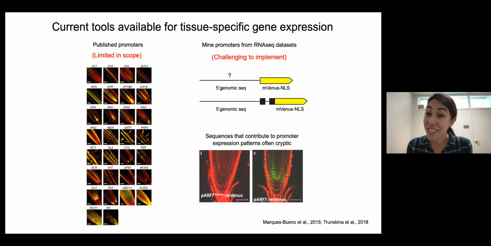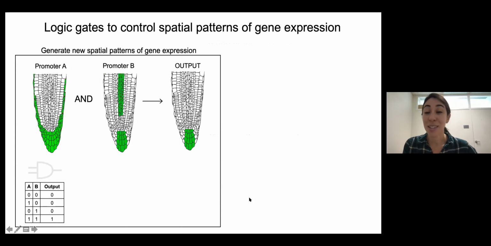Now, this is because there's information outside of just that 5' UTR that is important for defining a promoter's activity. So it's a little bit more difficult to just grab promoters from RNA-seq data sets than you might think. Okay, so these are the challenges. My solution to this is to use logic gates to try to control spatial patterns of gene expression. So in this way, we can take a few promoters that have known expression patterns and combine their activities in ways that give us new expression patterns in the plant.